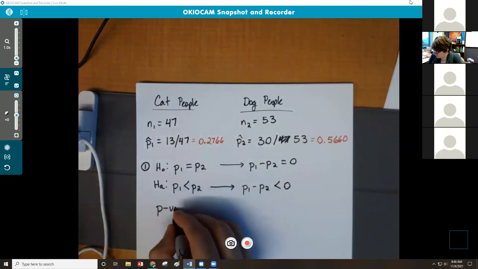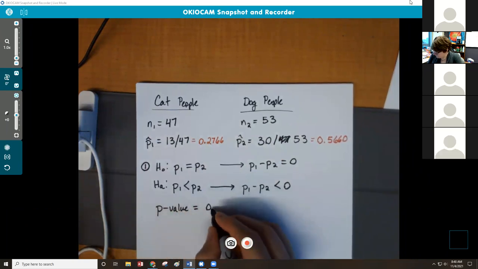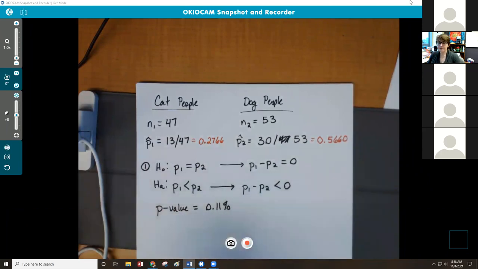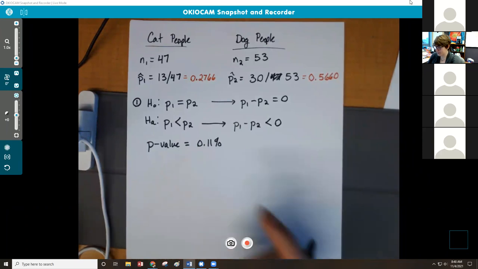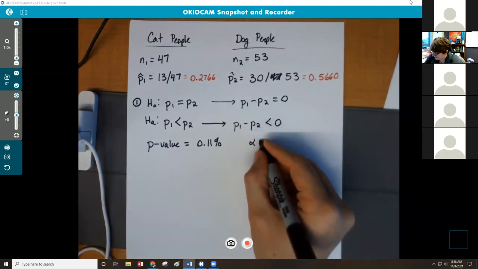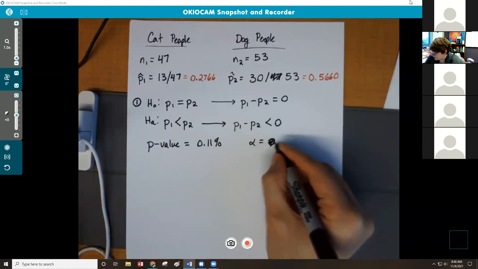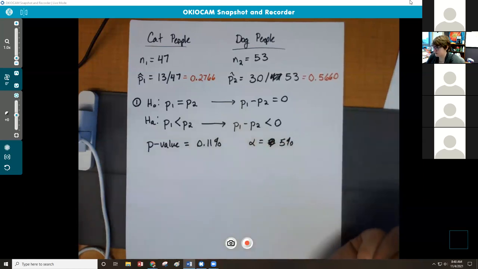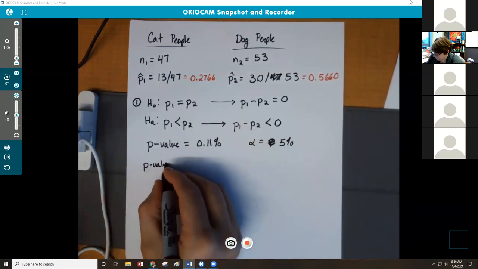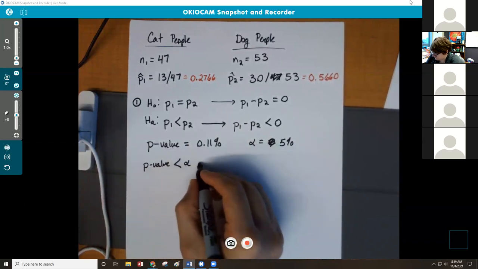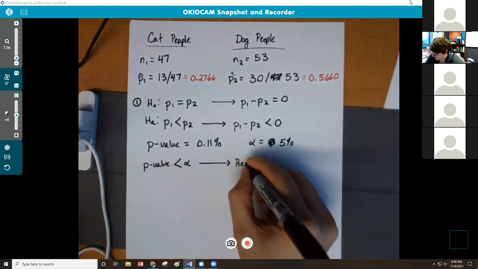I have a quick question. Yeah. So after you put it into the calculator and figure it all out, I'm a little confused on how you figure out if you reject or fail to reject. Yeah, so our p-value is 0.11%. And our alpha, our significance level, is 5%. So since our p-value is less than alpha, that means that we get to reject H-naught.